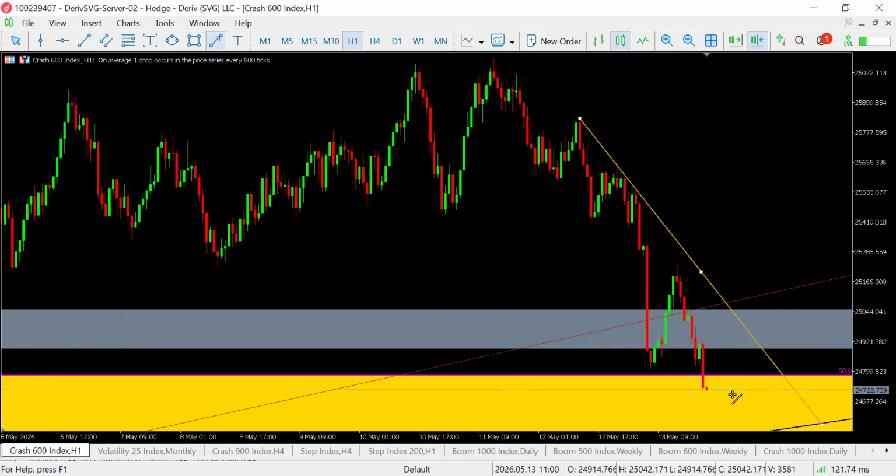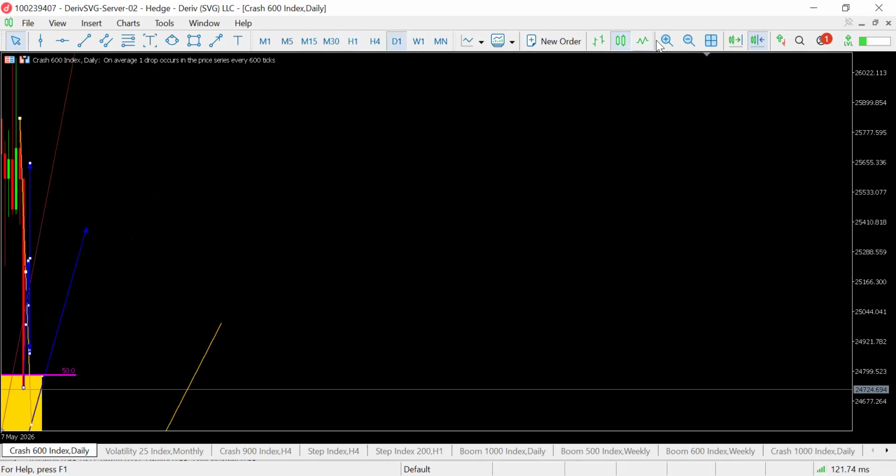Another thing would be, just like I said, a change in the structure of the market. So if we were to have something like this, and then something like this. If price were to come here, and instead of giving us a low, price ends up giving us a higher low, then I can start thinking of entering on this leg with my stop loss underneath this level. So this is my take on the Crash 600 index. This is the pending opportunity here.